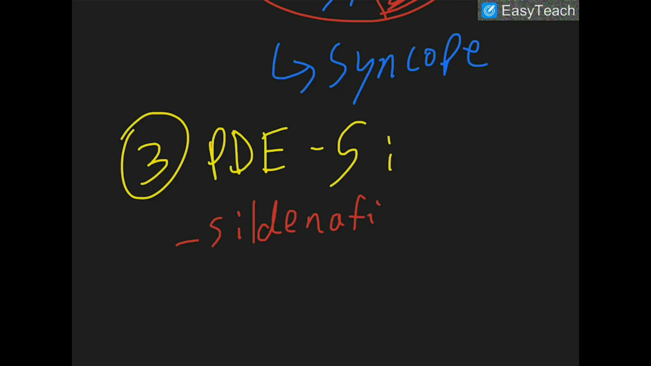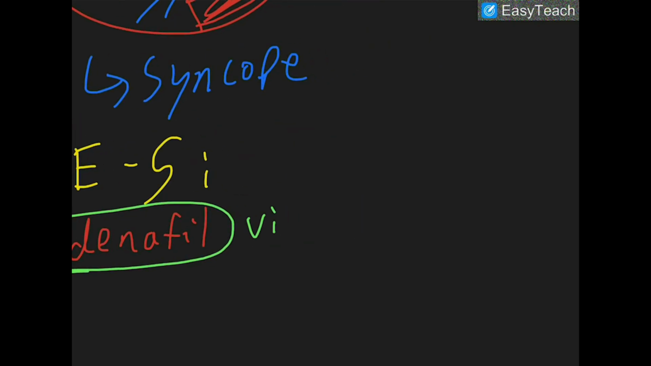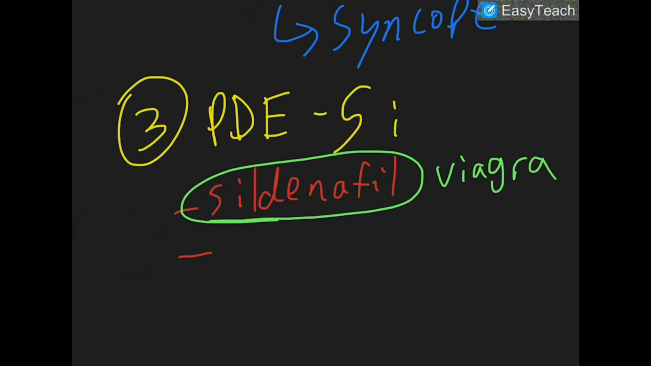Sildenafil, right? And then we have Viagra, which is also sildenafil. So something to differentiate when talking about pharmacology is that this is the active ingredient. The brand name, though, would be Viagra, as an example.